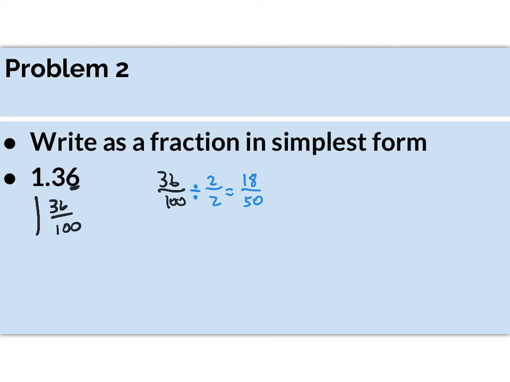And we still have even numbers left. So I'm going to divide again by another 2 because both these numbers are even. 18 divided by 2 over 50 divided by 2 again will give us 9 over 25. And the factors of 9 are 3, and the factors of 25 are 5. No common factors. So 9/25 is the simplest form of the fraction. So 1 and 36 hundredths is the same as 1 and 9/25 as a mixed number.